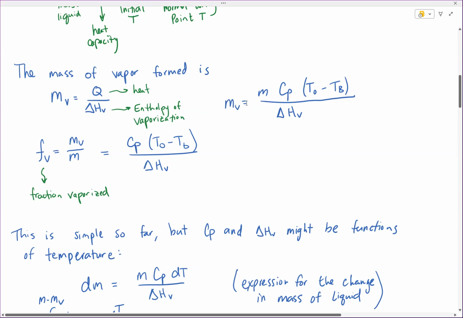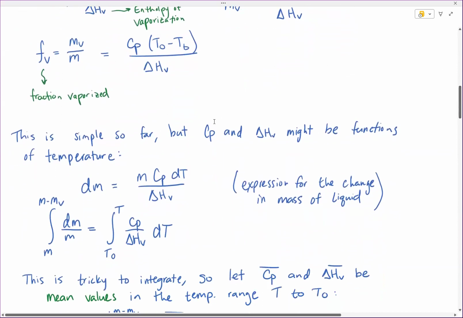So far, so good, but there's a potential wrinkle here in that heat capacity and enthalpy of vaporization both might be functions of temperature. So as this thing boils, the temperature might decrease. So we have to account for that somehow. And the way that we do that is we can integrate, or we can turn this into a differential equation. So we could say dm is equal to m Cp dT over delta HV.